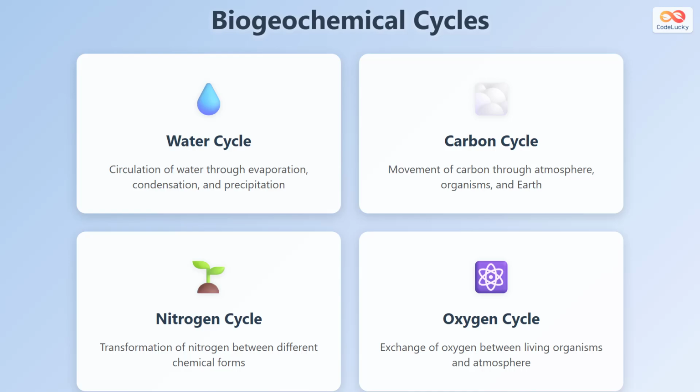The biosphere operates through biogeochemical cycles, which are pathways that recycle essential elements. The water cycle involves the circulation of water through evaporation, condensation, and precipitation. The carbon cycle describes the movement of carbon through the atmosphere, living organisms, and Earth's surface. The nitrogen cycle involves the transformation of nitrogen between different chemical forms that organisms can use. The oxygen cycle represents the exchange of oxygen between living organisms and the atmosphere through processes like photosynthesis and respiration. These cycles are crucial for maintaining life.